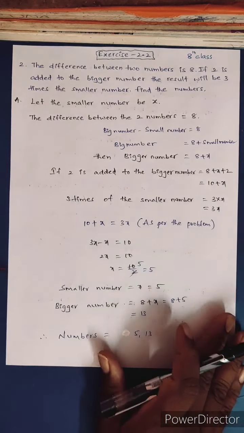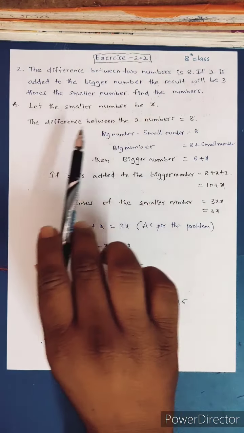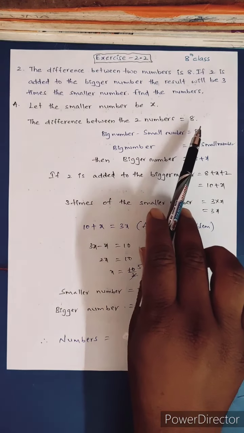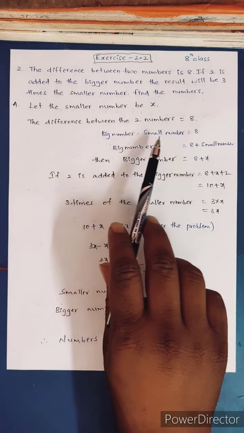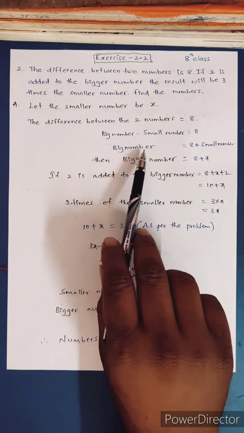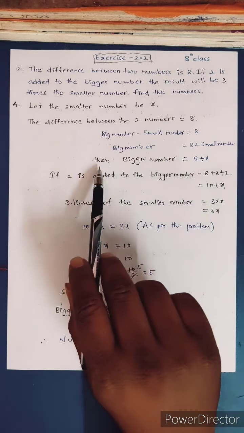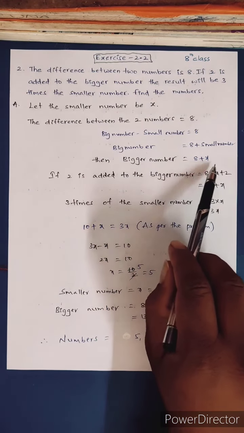Now check how we can solve this problem. Let the smaller number be x. The difference between the two numbers is 8. Big number minus smaller number is equal to 8. To find the value of the big number, send the smaller number to that side: 8 plus smaller number. Then the bigger number is equal to 8 plus x.